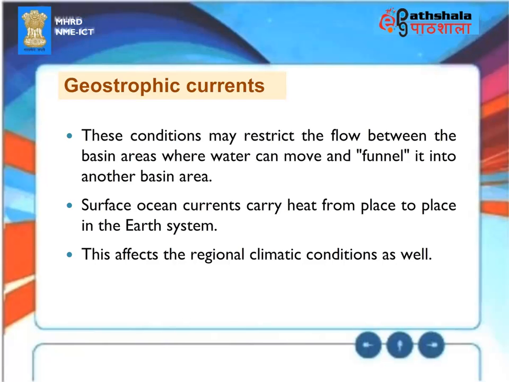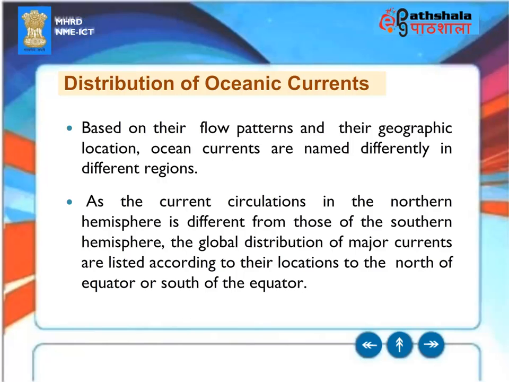Surface ocean currents carry heat from place to place in the Earth system. This affects the regional climatic conditions as well. Distribution of oceanic currents. Based on their flow patterns and their geographic location, ocean currents are named differently in different regions. As the current circulations in the northern hemisphere is different from those of the southern hemisphere, the global distribution of major currents are listed according to their locations to the north of equator or south of the equator.